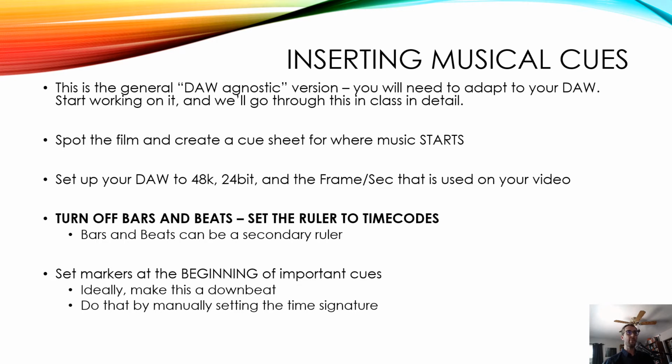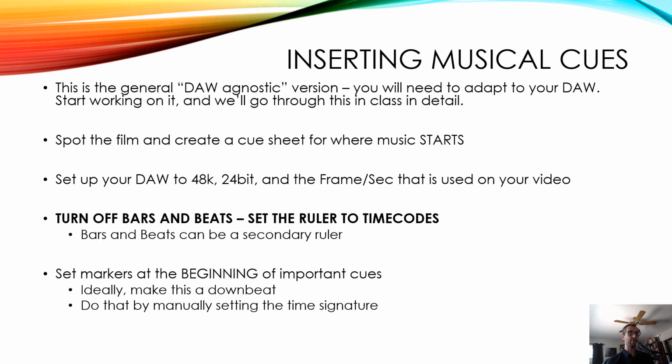So you've already spotted the film, you already have a cue sheet knowing where the music will start. Your DAW should already be set to 48K, 24-bit, and at the frames per second standard that is used on your video. So, assuming that's good, turn off bars and beats and set the ruler to time codes.